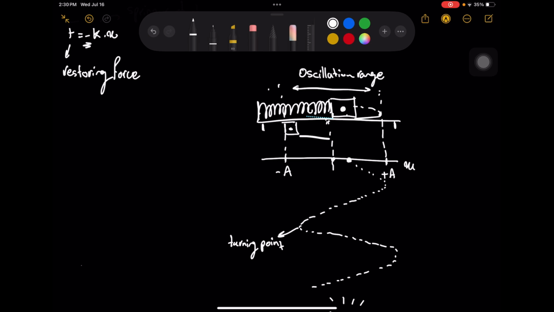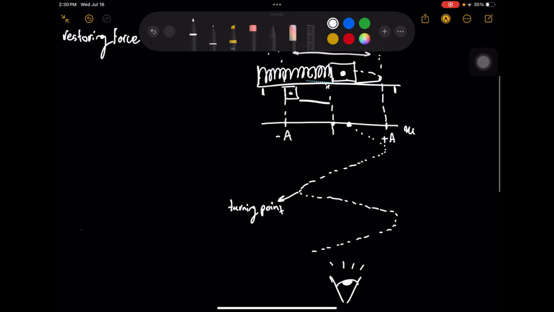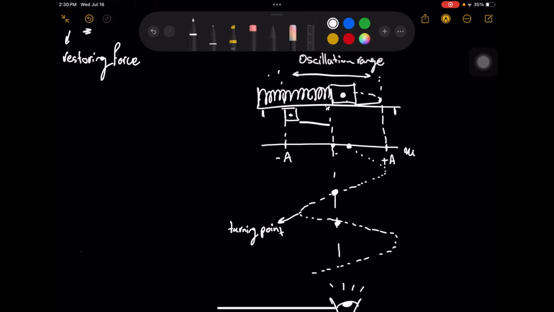The motion is sinusoidal, indicating that it's simple harmonic motion, and it's symmetrical about the equilibrium position. The maximum distance to the left and to the right is A, which we call the amplitude. The x in Hooke's law is measured from the equilibrium position. So we imagine and visualize that the oscillator oscillates, and the back and forth motion continues around the equilibrium position.